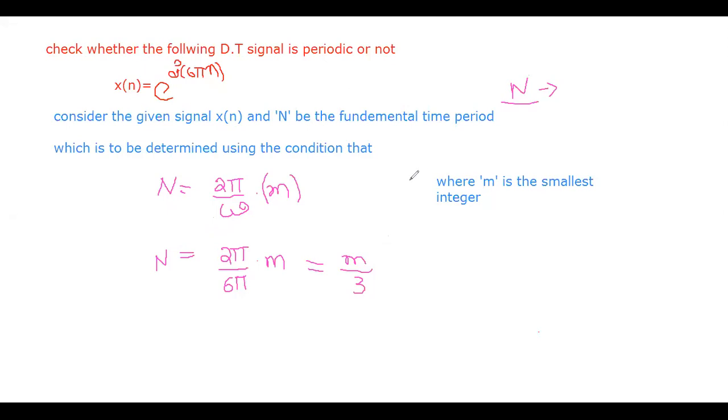If it is said to be periodic, you must select the proper value of M such that capital N is an integer. So what is the value we have to take for M such that capital N is an integer? Shall I consider M is equal to 0?